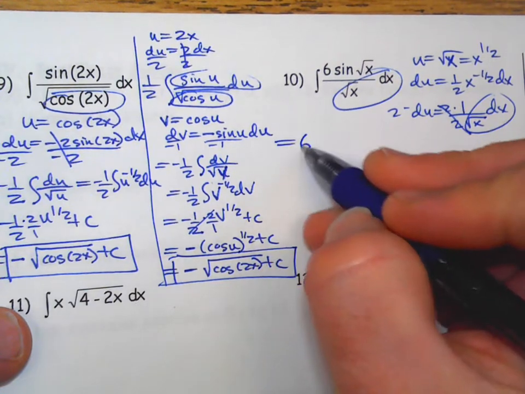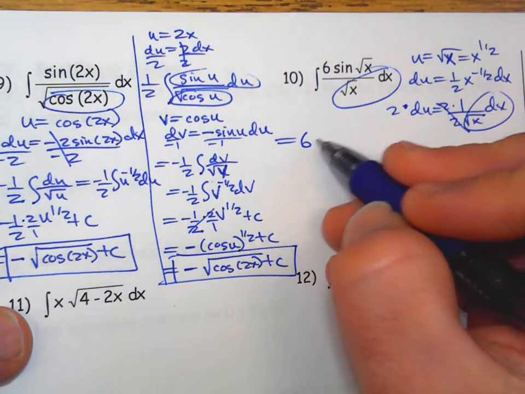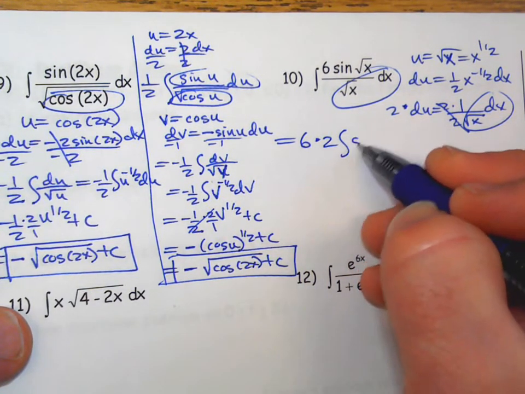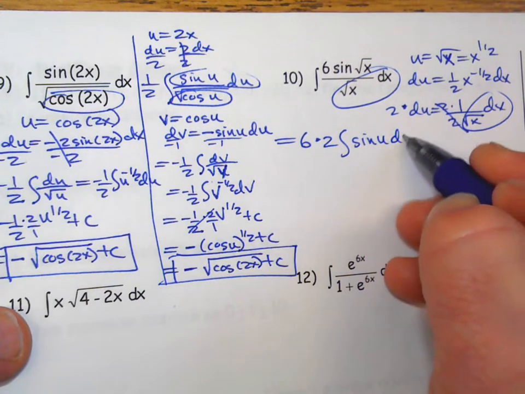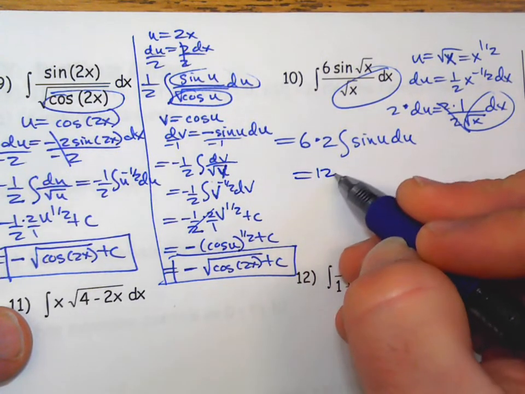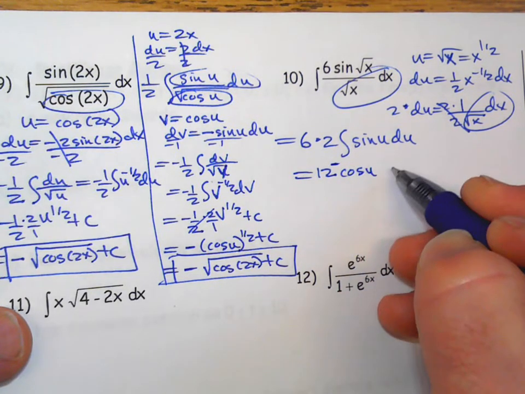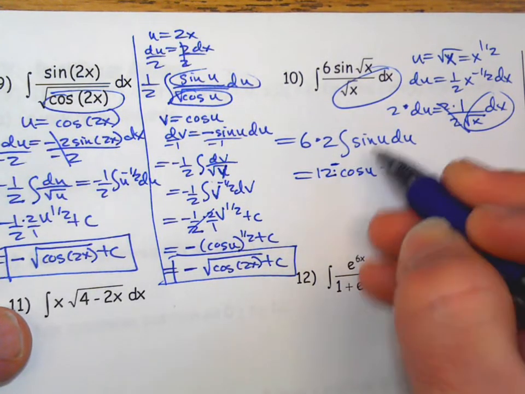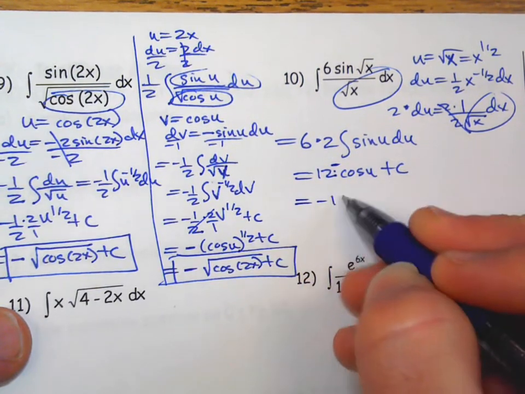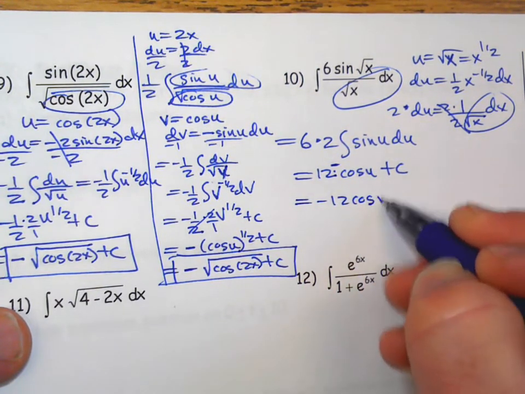I'm going to bring the 6 out front. And now there's another 2. And that's going to be sine u du. So that's going to be 12 cosine u plus c. It's going to be negative, though. So it's going to be negative 12 cosine of the square root of x plus c.